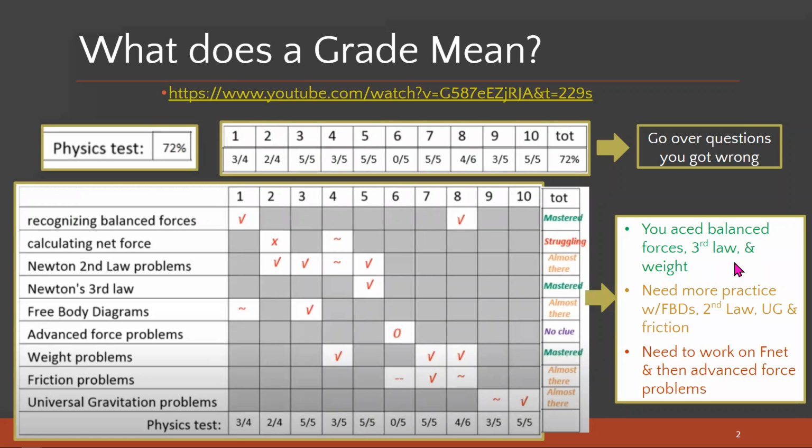Right? You can tell them, hey, you understand what a balanced force is, what the third law is, and maybe force of gravity, but you really need to practice drawing free body diagrams and applying the second law. And because they're struggling with that, they couldn't even attempt maybe more advanced questions or more advanced problems. So the idea here is to track concepts rather than points.